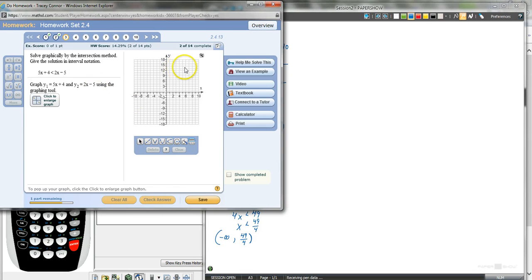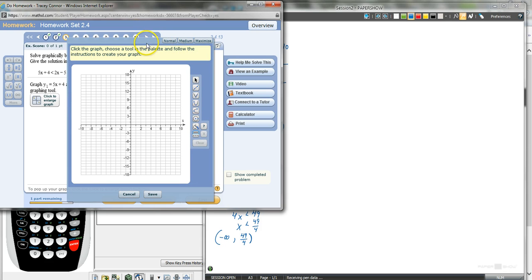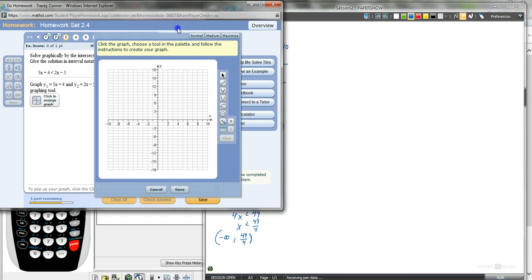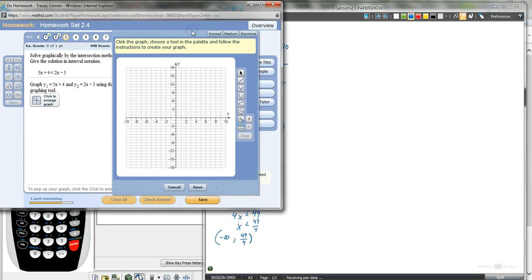So what we're going to do here is go ahead and enlarge this, and I think we can move this out of the way a little bit so we can see what we're doing here. So we're going to graph this equation first.